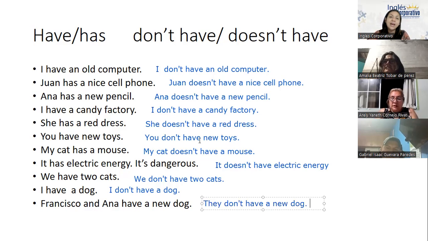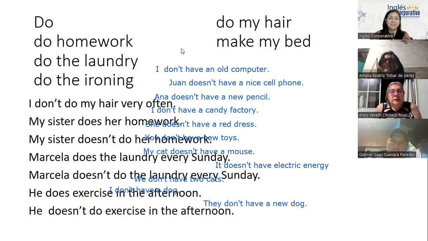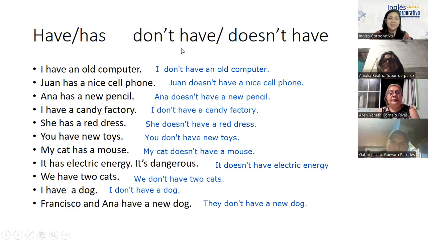So when we have the negative form, it is don't have, and doesn't have for the third person. Okay, that is the negative form. It's not haven't. Algunos ponen haven't. I haven't a computer. No, that's not correct. It's I don't have a computer. She doesn't have a cell phone. We don't have a car. He doesn't have a bike. Okay? Don't have, doesn't have.